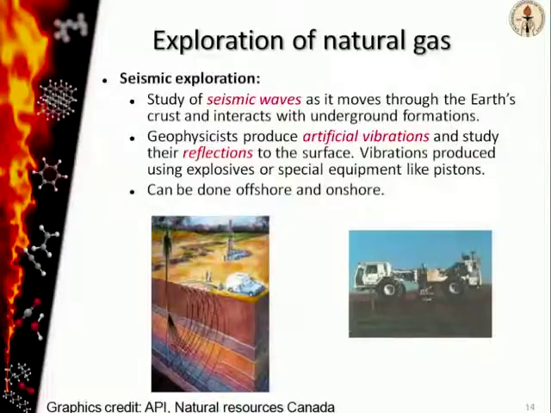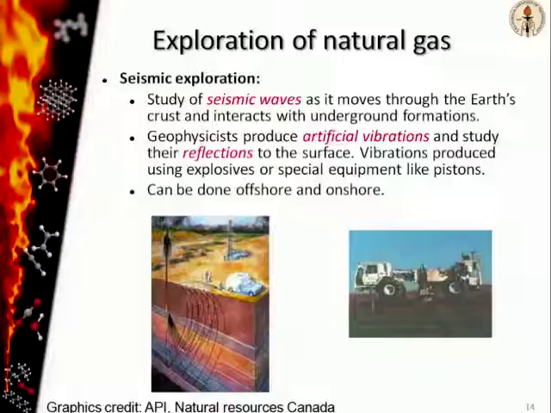Apart from geological surveys, the more modern method of finding natural gas is using seismic exploration, which is essentially a process where you send seismic waves by different methods into the Earth's crust and study its interaction with the underground formations. So geophysicists produce artificial vibrations, which can be produced by different methods. One is using explosives, or it could also be by using special equipment like pistons, shown in this photograph over here, where you have a heavy piston which produces vibration in the rock.